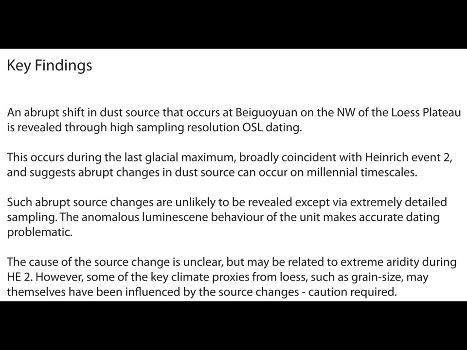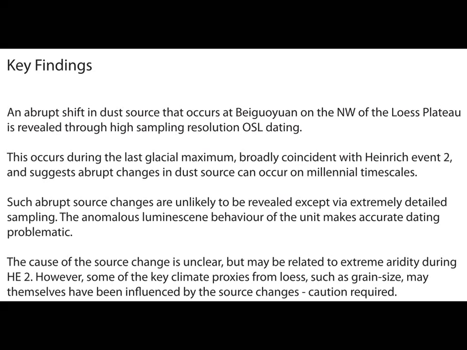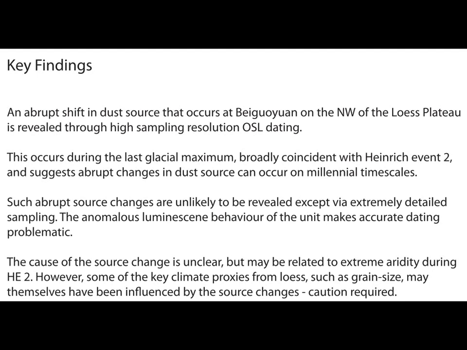But the problem there is that the presence of the ultrafast component in the anomalously high age samples makes the accuracy of these dates questionable over those intervals. At present, the cause of this source change isn't really clear, but it may be tied to perhaps extreme aridity that's occurring during Heinrich Event 2.